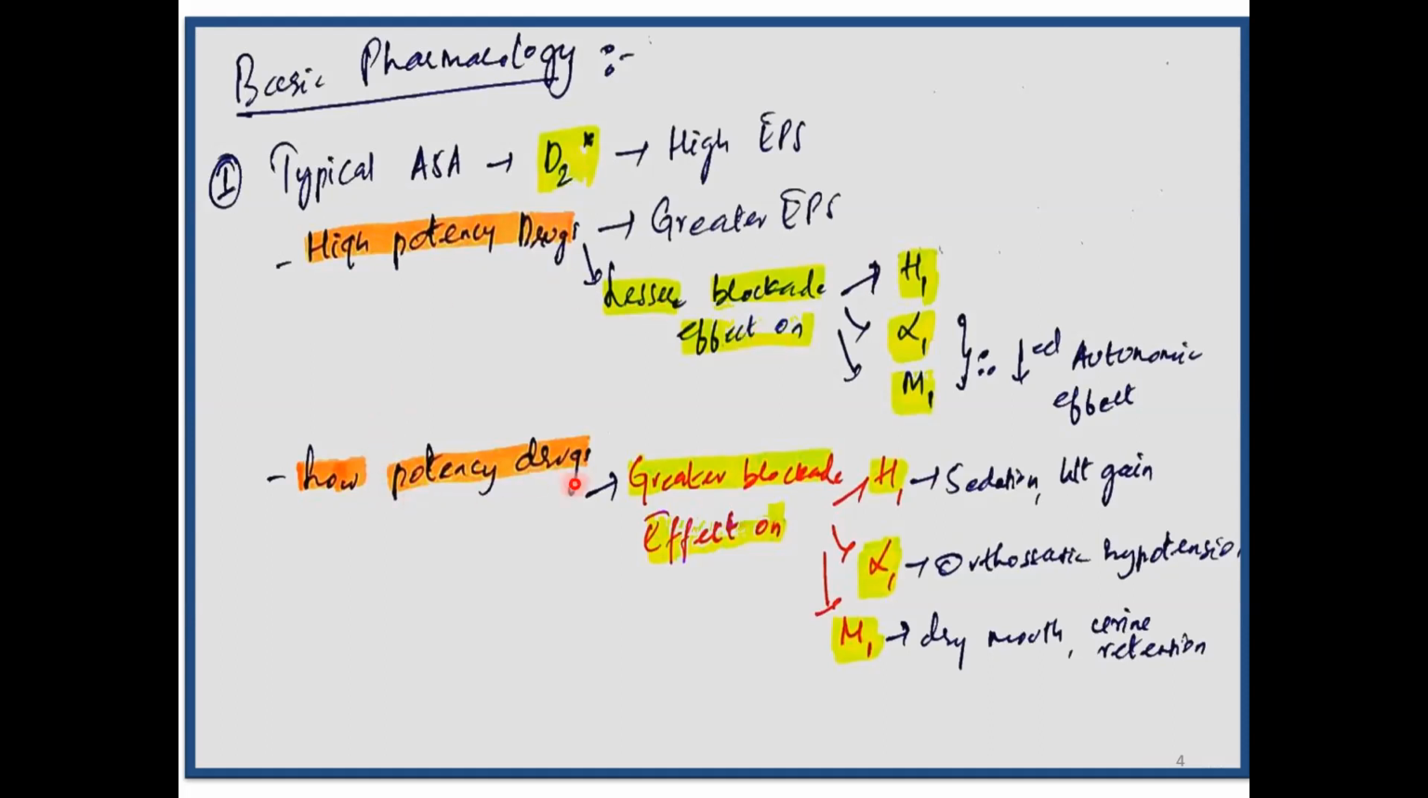So low potency drugs, in a way, have a greater blockade effect on the H1 receptor, which is responsible for causing sedation and weight gain as a side effect. Greater alpha 1 blockade effect, therefore you will see orthostatic hypotension and palpitation as a side effect. And because of the M1 blockade, you will see some of the anticholinergic side effects in the form of dry mouth, urinary retention, and constipation. So this is the importance of knowing the basic pharmacology of antipsychotic agents.